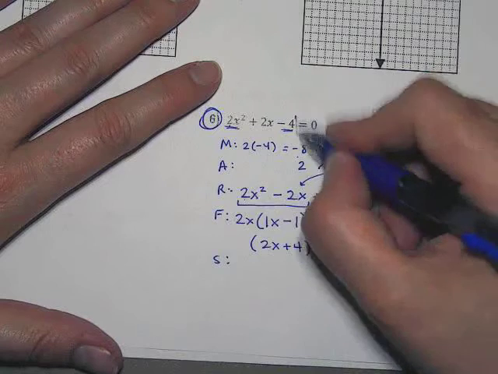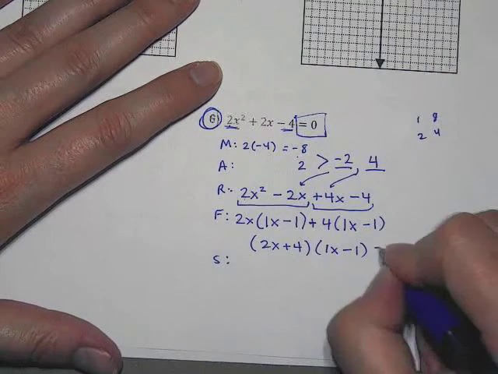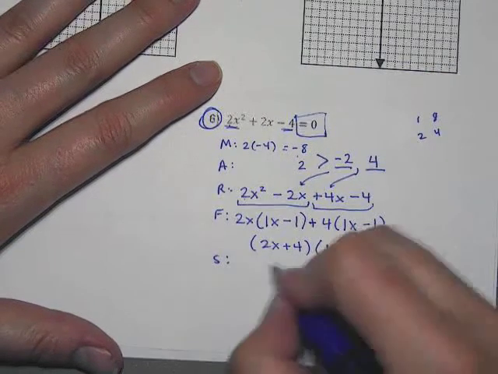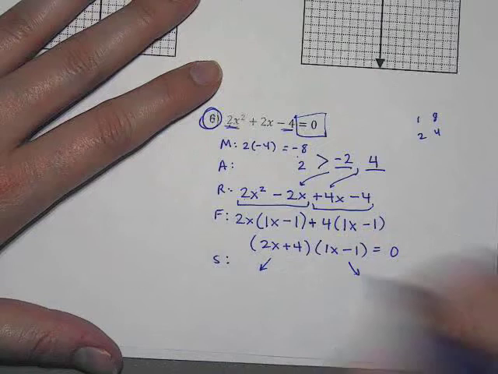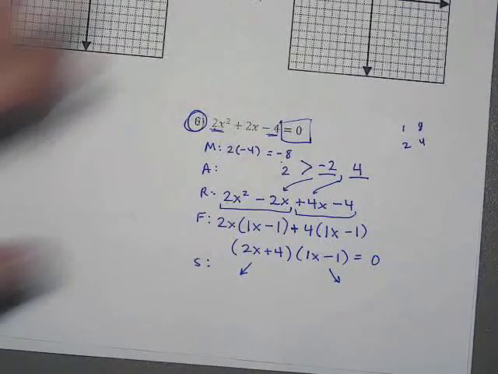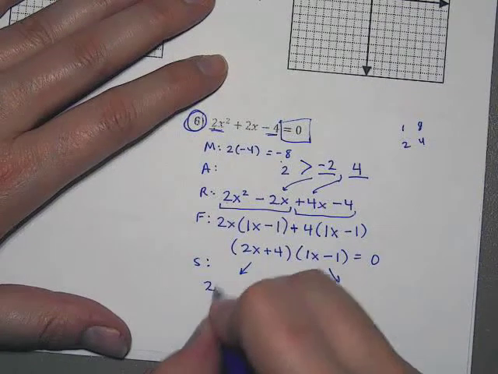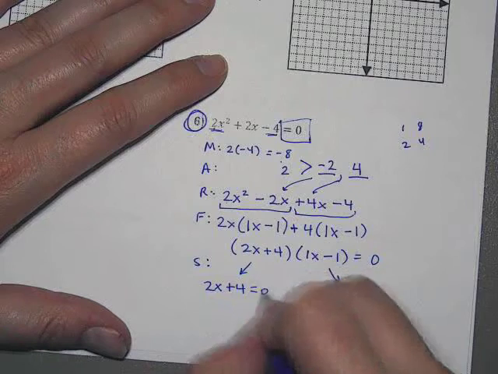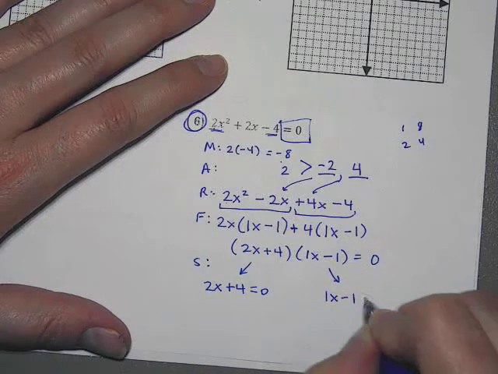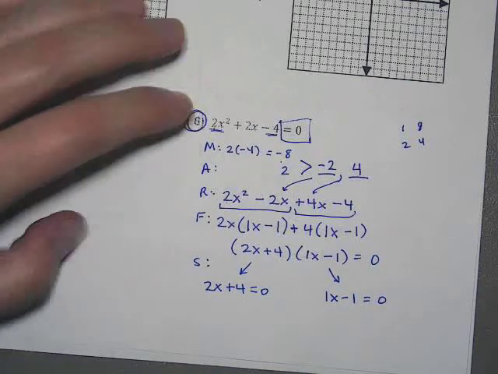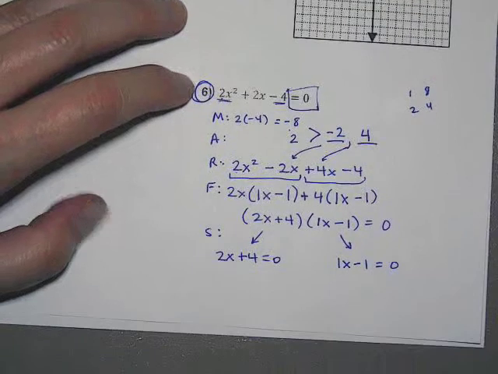Don't forget that we had this equals 0 at the end of our problem. So we still have that, this equals 0. What we need to do is take each of these factors, each of these sets of parentheses, and set them equal to 0. So 2x plus 4 equals 0, and 1x minus 1 equals 0. So I've created two equations, and now I'm going to solve these two equations.